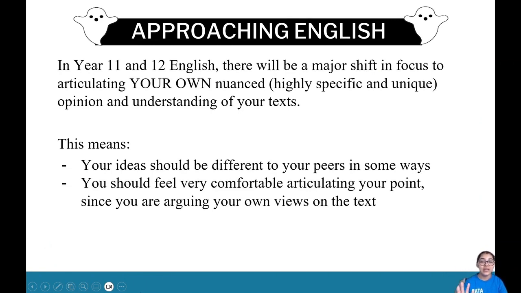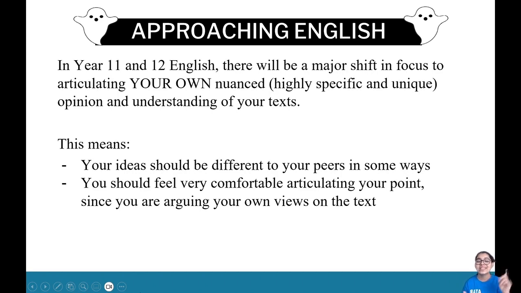And in year 11 and 12, that will be the major shift that we focus on. It is about articulating your own nuanced opinions and understandings of the text. That is HSC English for you guys. It's about expressing your own opinions, your own ideas about the text. Those that are specific to you, those that are unique to you. And that means your ideas will be different to your peers in some ways.